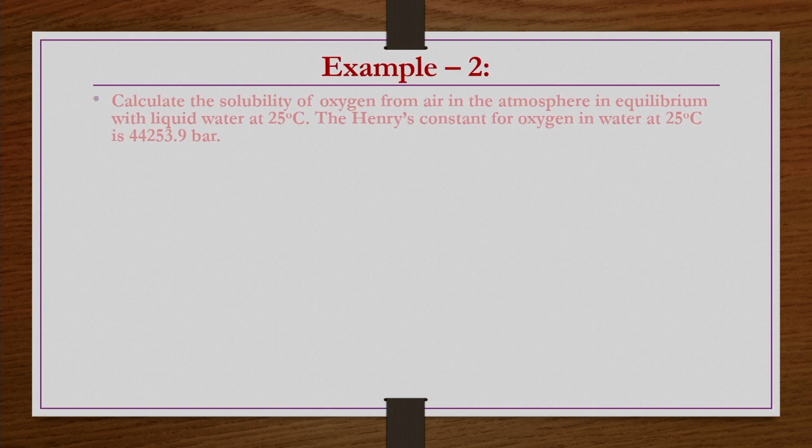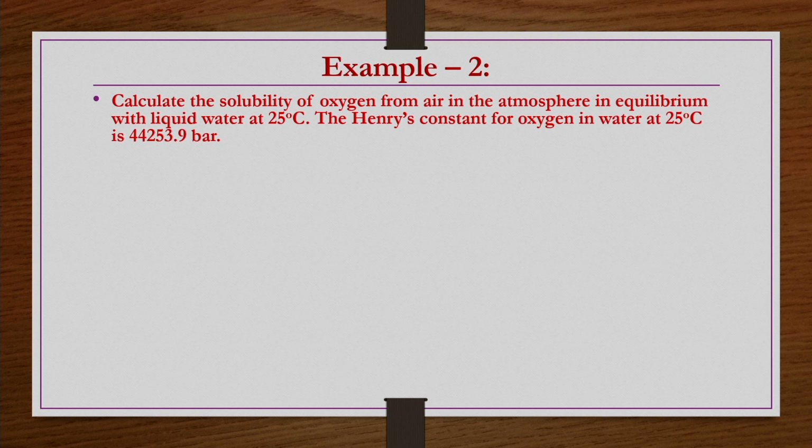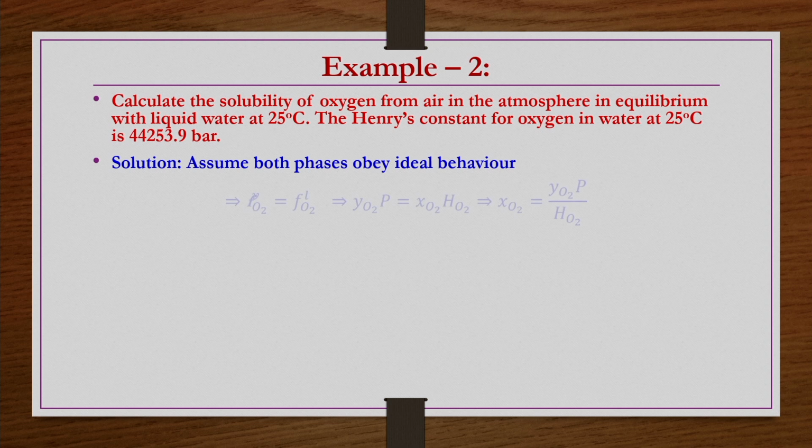Now, we take another example problem, a much simpler one. Calculate the solubility of oxygen from air in the atmosphere in equilibrium with liquid water at 25 degree centigrade. The Henry's constant for oxygen in water at 25 degree centigrade is given. So, assume that both phases show ideal behavior, because non-ideal behavior, equation of state, etc. are not given, and especially for the liquid phase non-ideality we have not started working on it. So, we are assuming both phases obey ideal behavior.